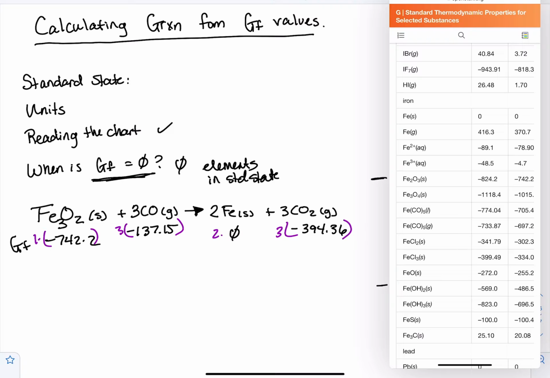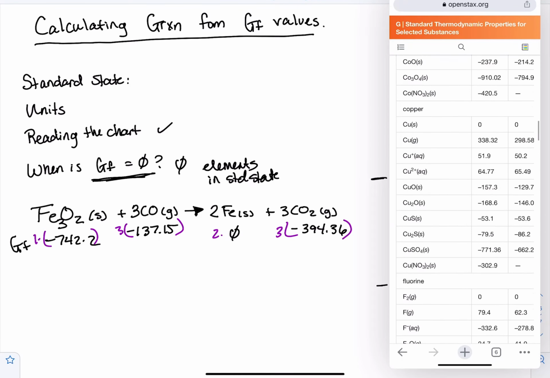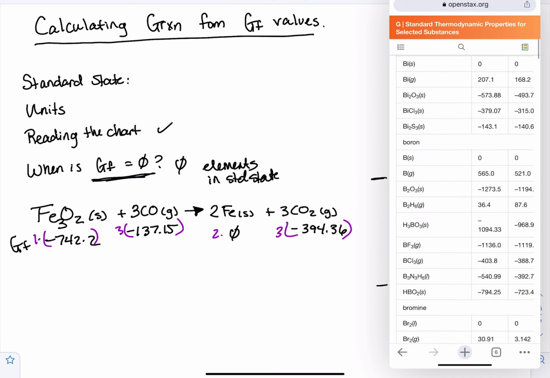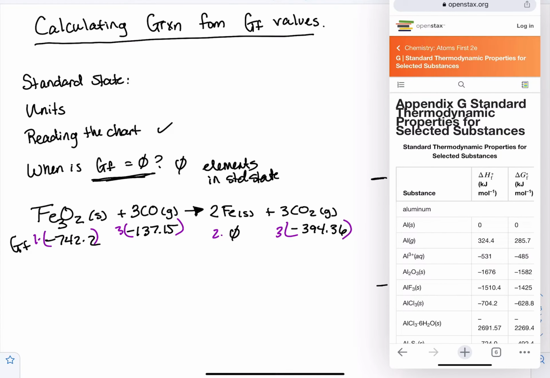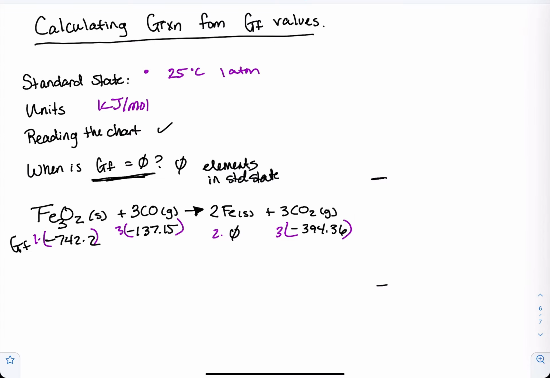So the units on the G value, we're going to go to the top and just make sure we got them. Look, it's kilojoules per mole. Notice it's got that little circle, so that's standard state, so that's 25 degrees Celsius and 1 ATM. All right, so now I'm going to just put it in the equation.